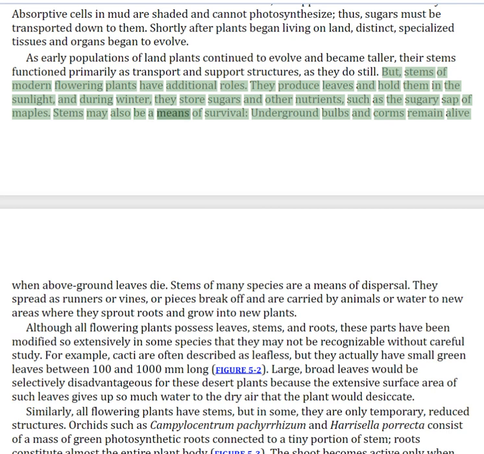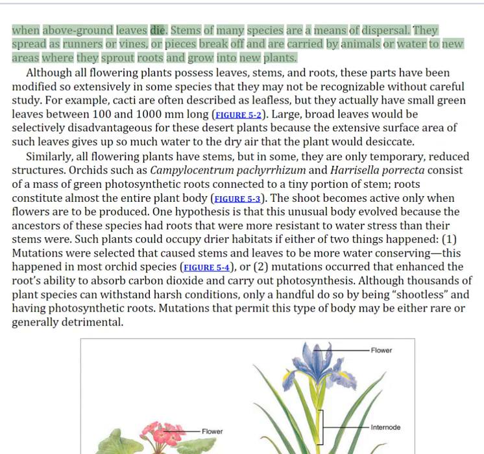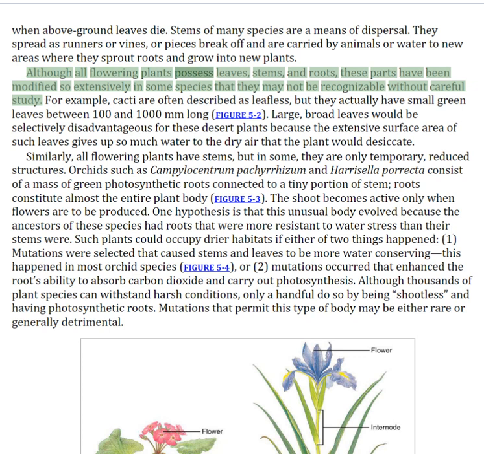Stems may also be a means of survival. Underground bulbs and corms remain alive when above-ground leaves die. Stems of many species are a means of dispersal. They spread as runners or vines, or pieces break off and are carried by animals or water to new areas where they sprout roots and grow into new plants. Although all flowering plants possess leaves, stems, and roots, these parts have been modified so extensively in some species that they may not be recognizable without careful study.